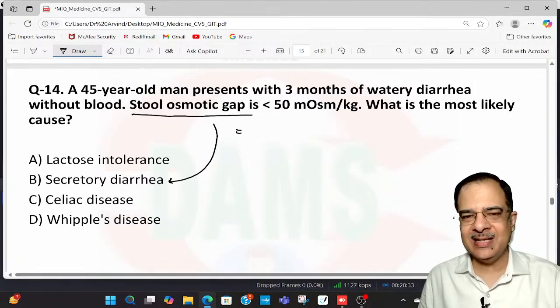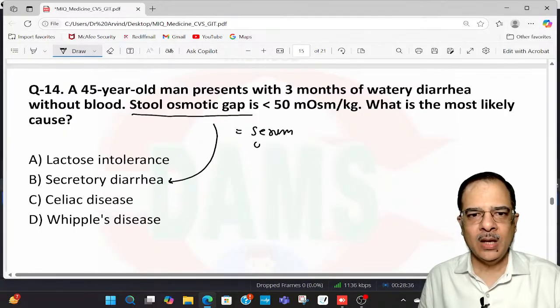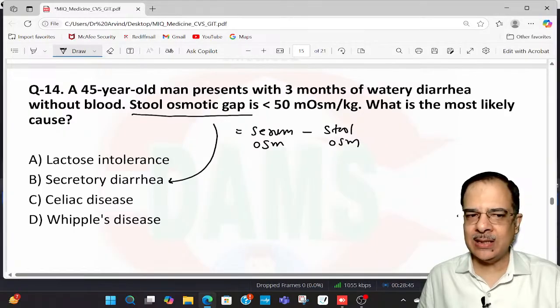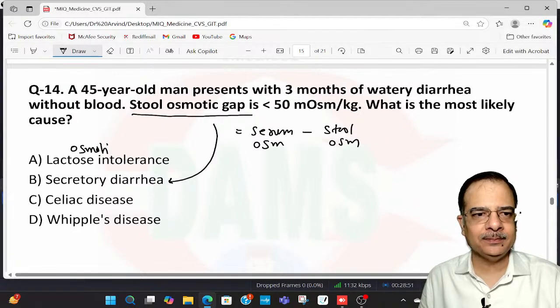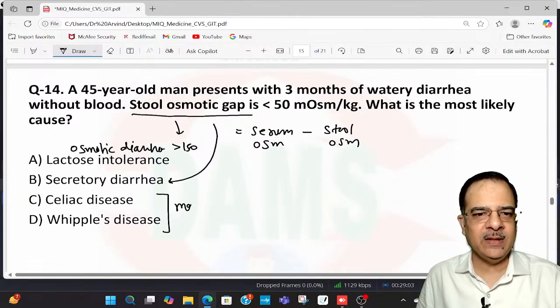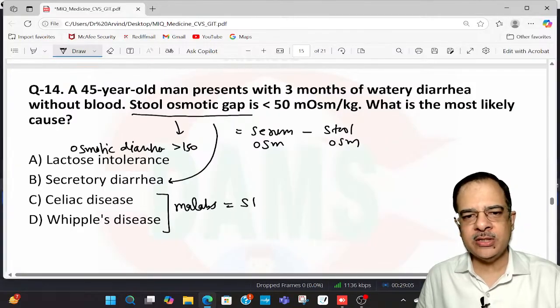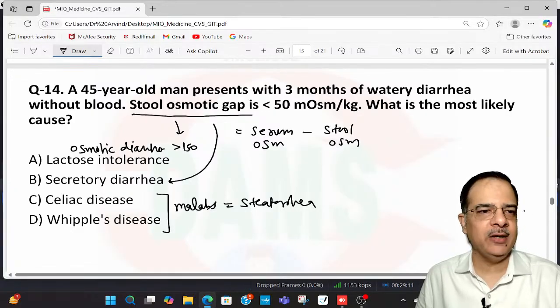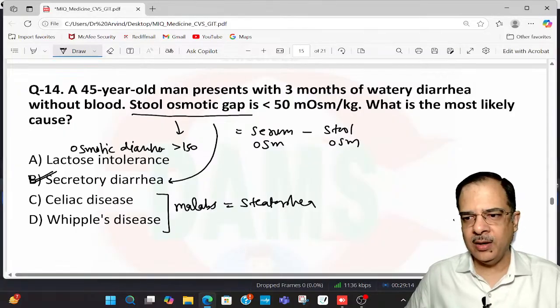Stool osmotic gap is nothing but serum osmolarity minus stool osmolarity. So if stool contains more electrolytes, the gap will be less, while in cases of lactose intolerance, osmotic diarrhea, stool osmotic gap is usually more than 150. Celiac disease and Whipple disease are associated with malabsorption, and they will produce fat malabsorption, so they will not be associated with a gap of less than 50. So the answer is option B here. Now come to question number 15.